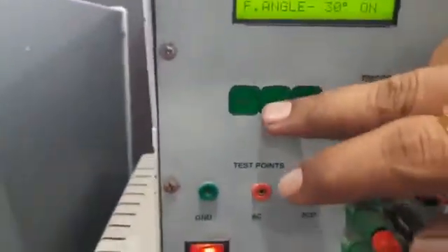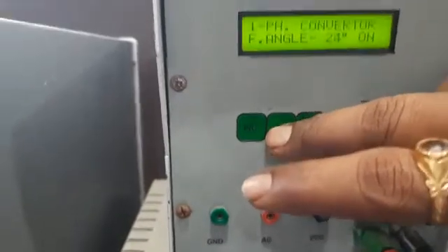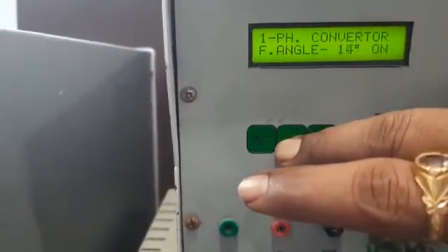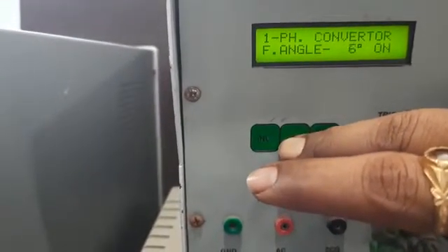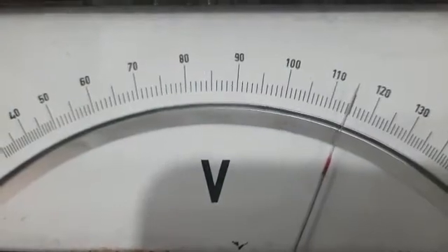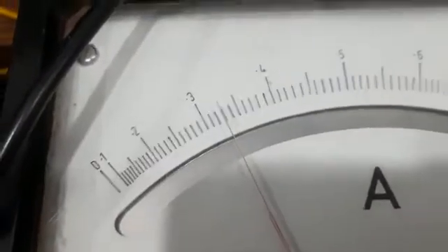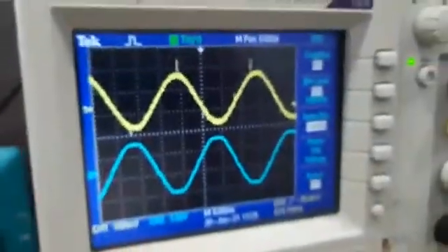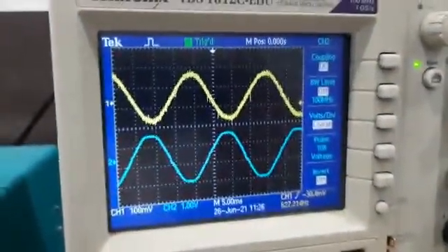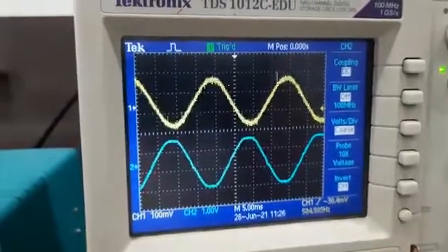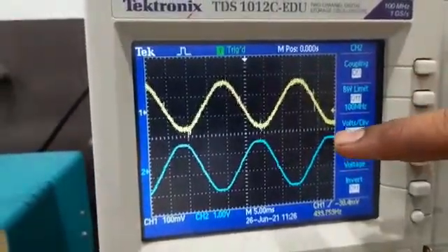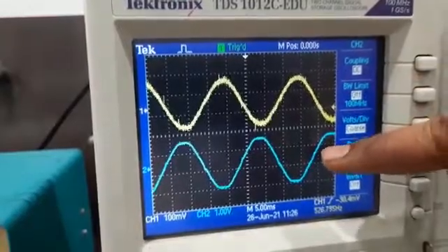Now I will again reduce the firing angle to 0 degrees. Now you can see the voltage. Whatever full voltage you give, the input is 115 and you can observe the output is also 115. Now the current is 0.33. Now you can observe the sine waveform. Whatever the input sine waveform is, we get the same sine waveform at the output. So voltage waveform, current waveform.